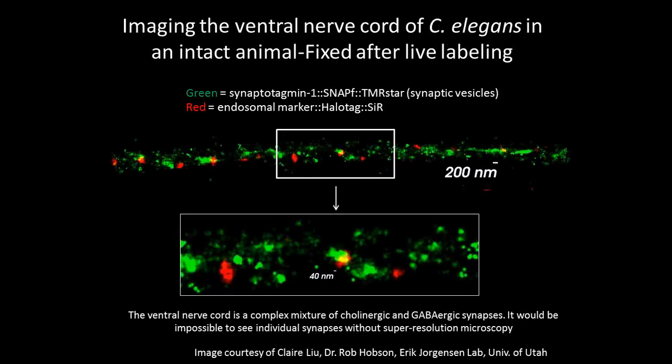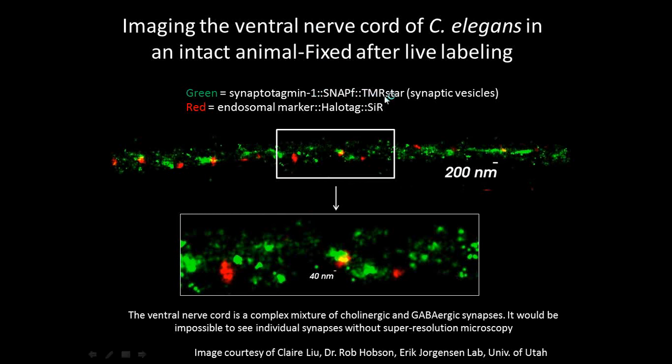So I want to give you two examples of how Eric Jorgensen's lab, in conjunction with one of the postdocs, Rob, has used live labeling. These are fixed worms, but they're actually live labeled. We're just trying to work out conditions where we can do live worm imaging, essentially.